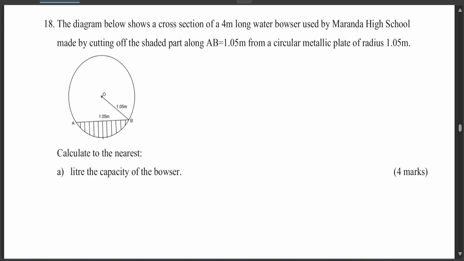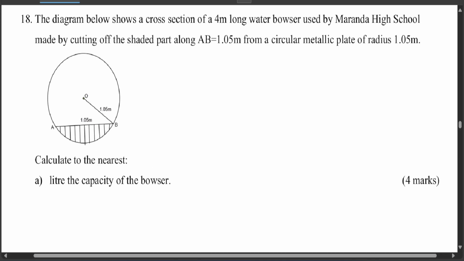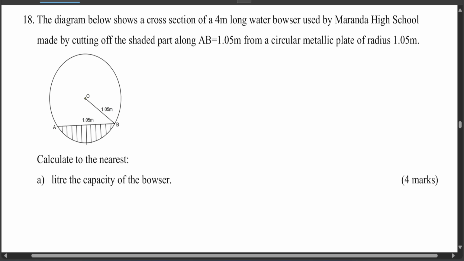Question 18 inasema nini? Question 18 inasema the diagram below shows a cross section of a 4-meter long water bowser used by Maranda High School. Made by cutting off the shaded part along AB equal to 1.05 meters from a circular metallic plate of radius 1.05 meter.